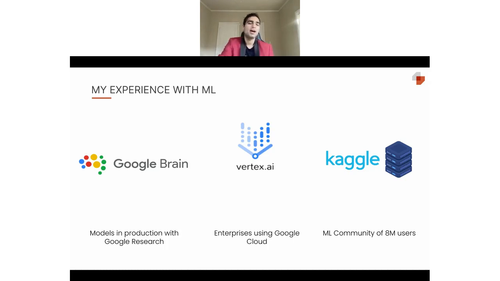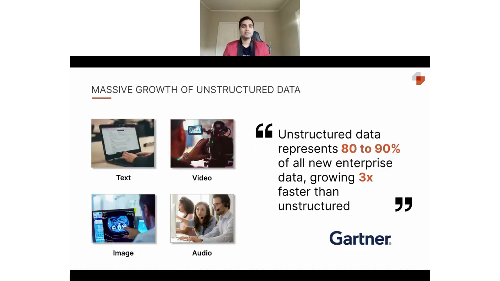And I think one of the things that I've particularly been excited about over seeing machine learning over the last decade is the massive growth that enterprises have in potential, especially when it comes to unstructured data, where ML and deep learning in particular can be really helpful. So Gartner estimates that unstructured data represents 80 to 90% of all new enterprise data. It's growing a lot faster than tabular data, than your structured data.